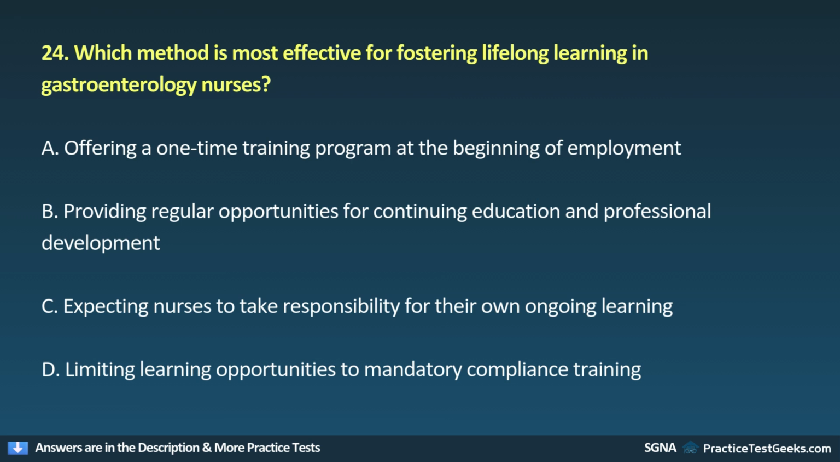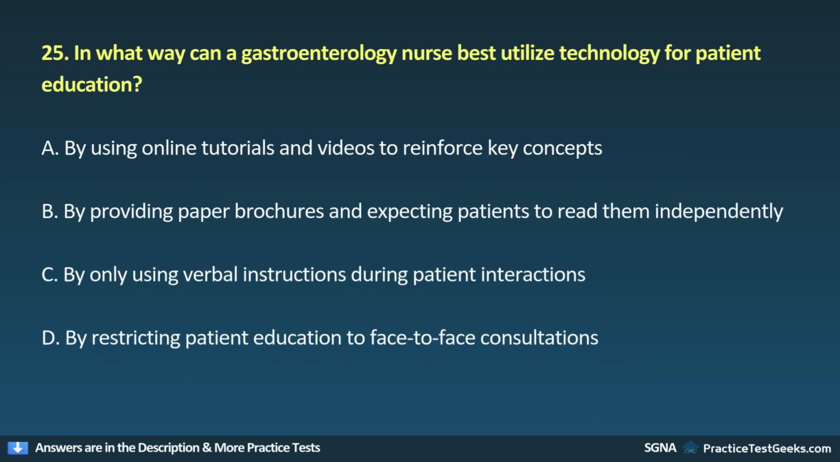24. Which method is most effective for fostering lifelong learning in gastroenterology nurses? A. Offering a one-time training program at the beginning of employment. E. Providing regular opportunities for continuing education and professional development. C. Expecting nurses to take responsibility for their own ongoing learning. D. Limiting learning opportunities to mandatory compliance training.